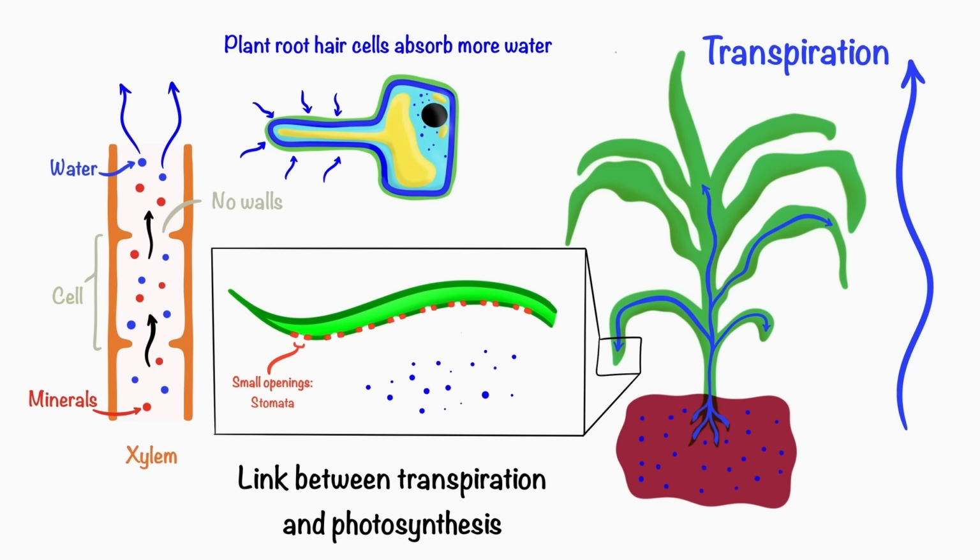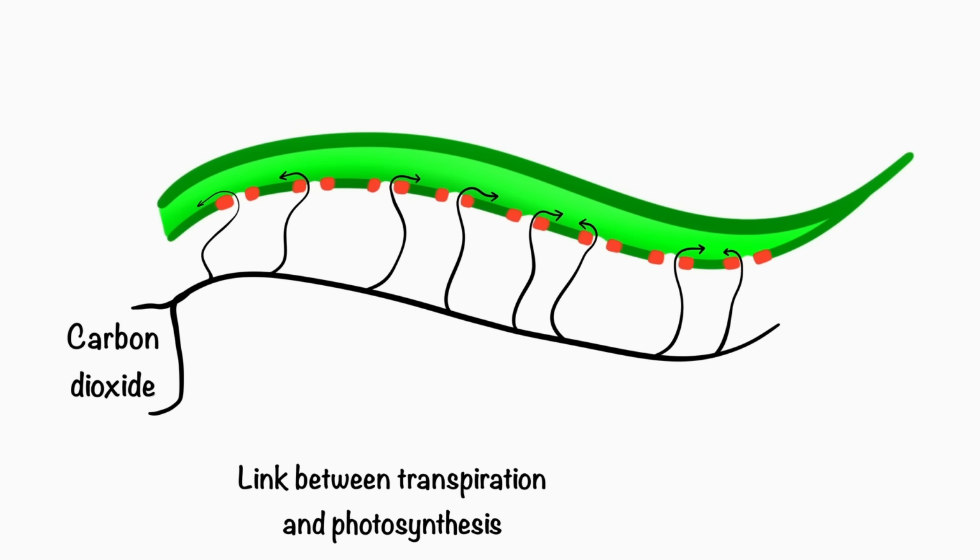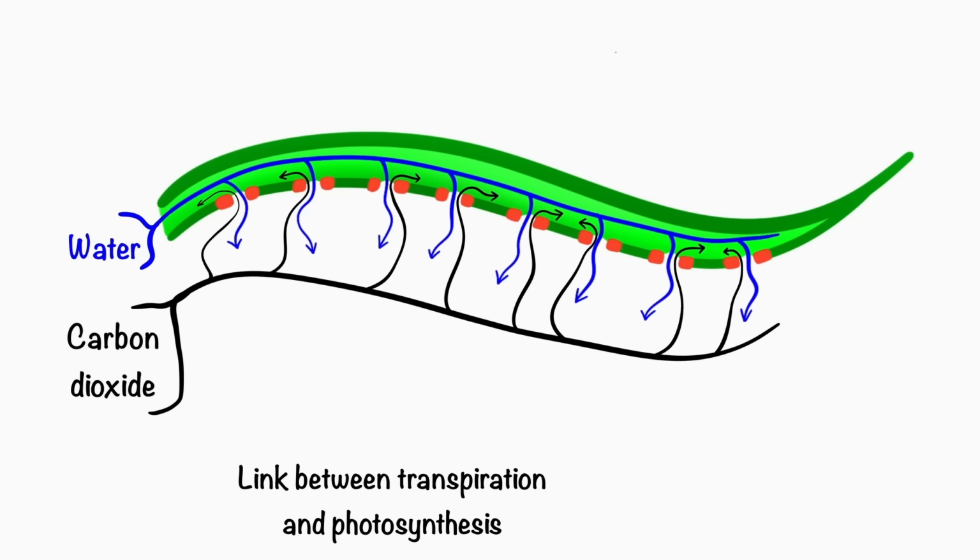It's a consequence of the leaf structure needed for photosynthesis. Plants must have stomata to allow carbon dioxide to enter for photosynthesis. However, the concentration gradient means that water inside the leaf will inevitably escape through these same openings. This water loss is a necessary compromise for the plant to carry out photosynthesis.